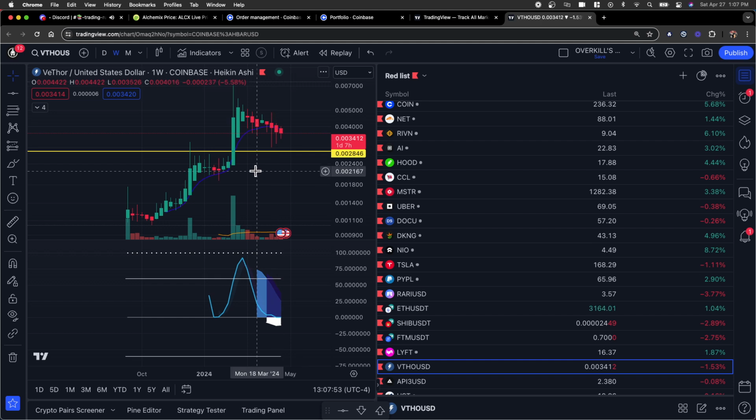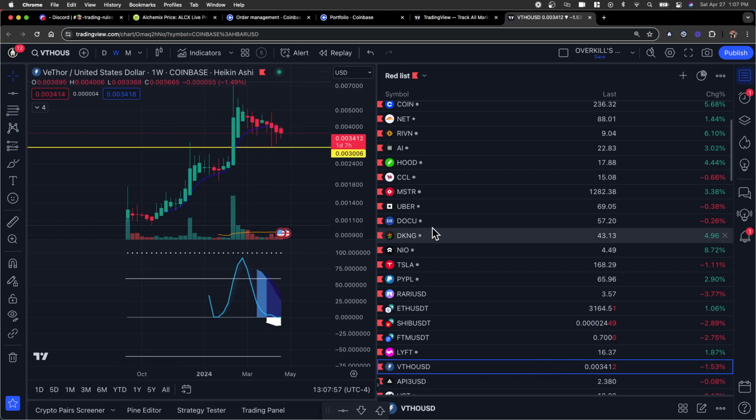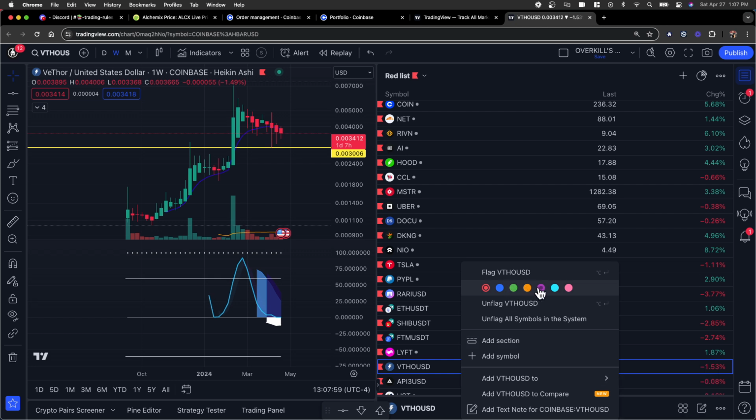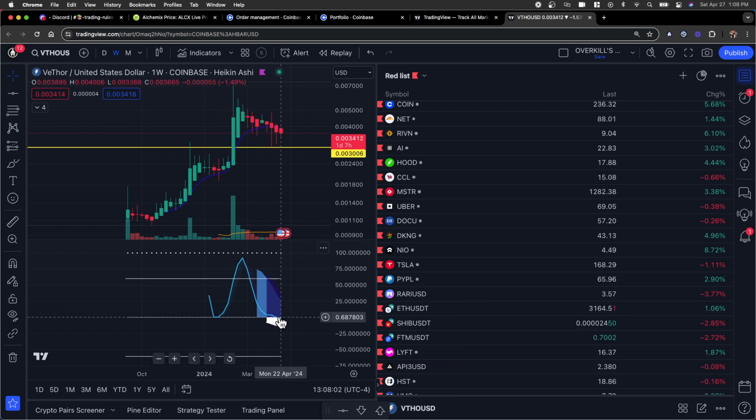VThor, this is a play on VeChain, just a smaller cap coin. This one looks like it wants to absolutely take off as well. I'm going to go ahead and put this one on the looking to buy list as well. That one would go into looking to buy over there. Stochastic on the floor. Make sure it holds that 0.003 level there.